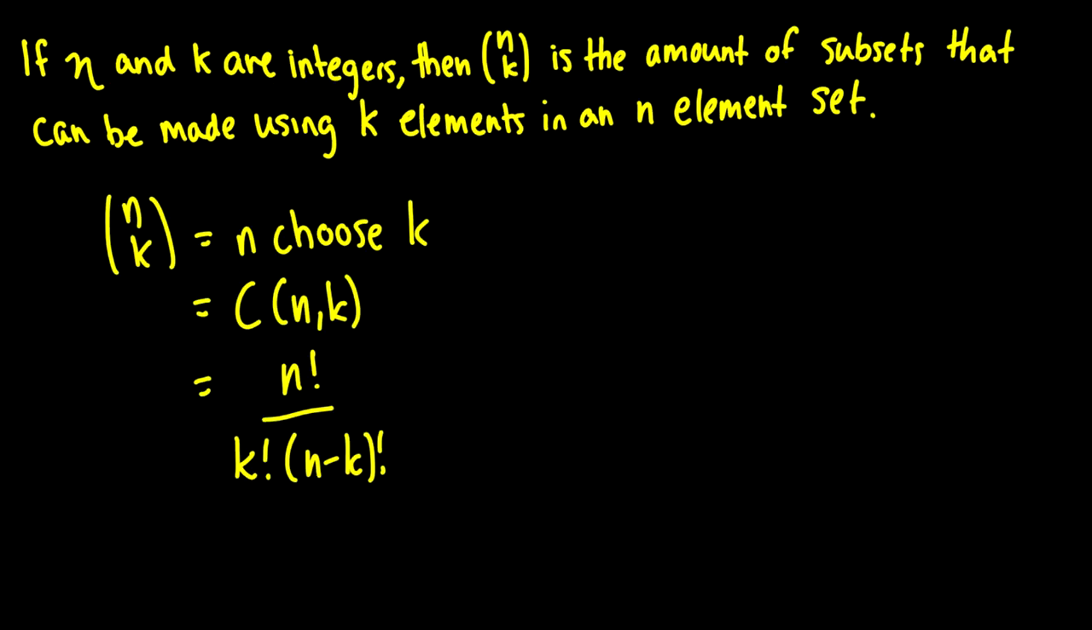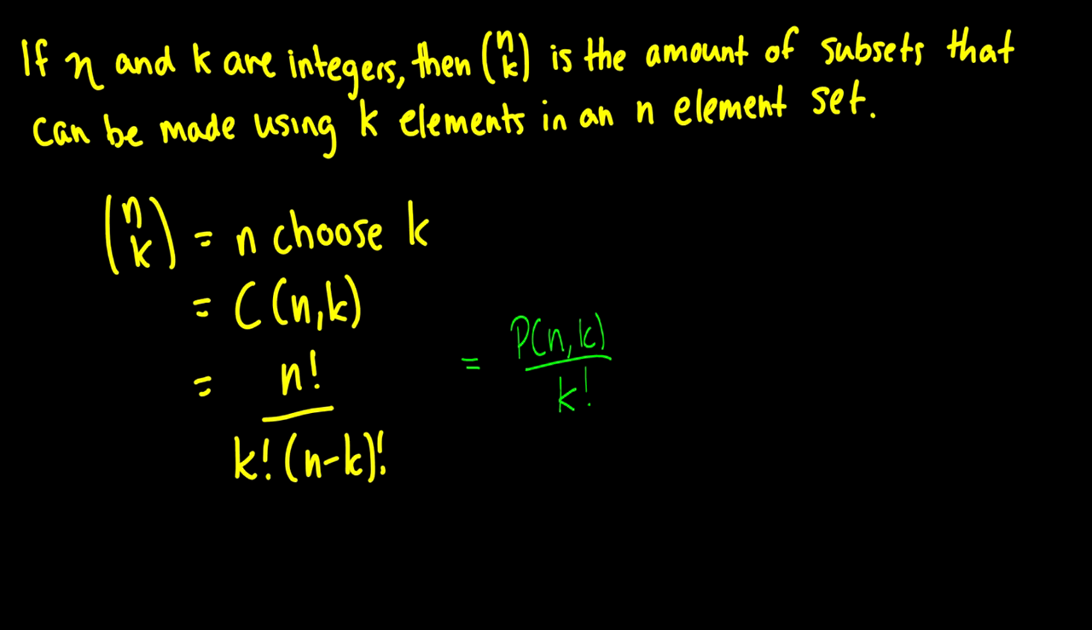So here's a nice formula for it. If we have 2 numbers n and k, then we say that n choose k is the number of subsets that can be made using k elements in an n element set. So this is written as n choose k. Sometimes you see it as a capital C with n comma k, just like permutations. And we see the formula here is n factorial over k factorial times n minus k factorial, which you'll see is actually just the permutation function divided by k factorial, which is the number of elements we're making.